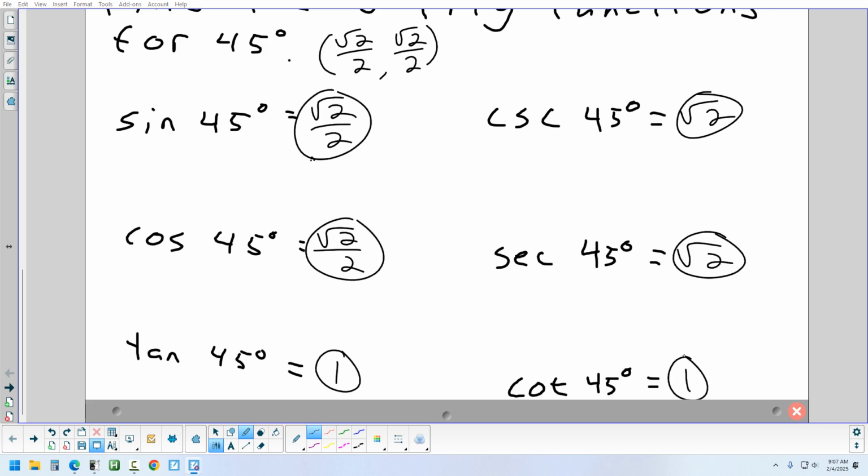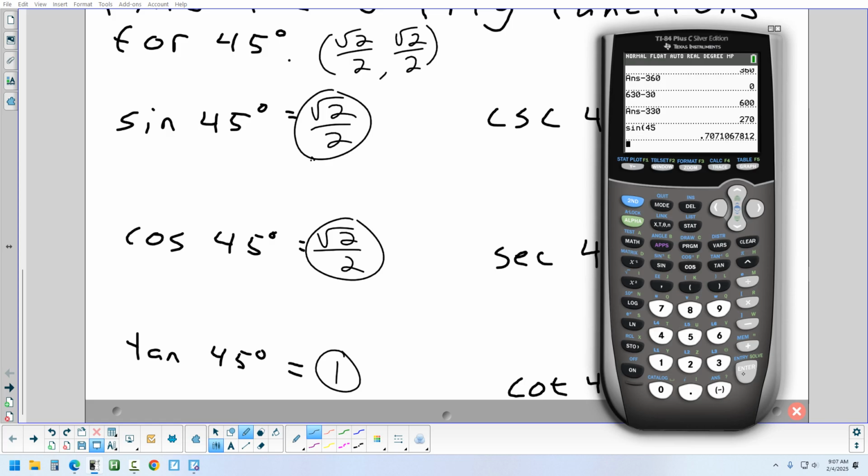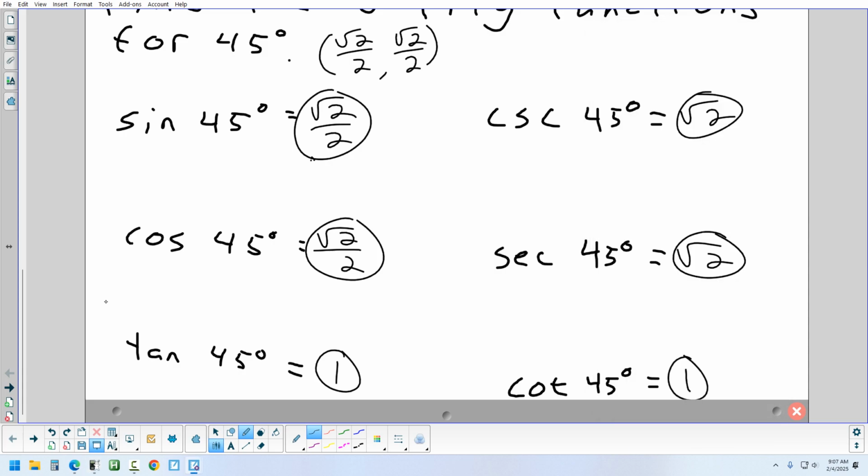If you wanted to check one of them, you could type in sine 45. The problem is the calculator is not going to give you the answer the way I'm going to ask for it. It's going to give you 0.707. But if you type in square root of 2 divided by 2, you can see that our answer is the same thing as a decimal. We always want these as exact answers. We would never put 0.707 for that. That would be marked wrong. Any question on that one?